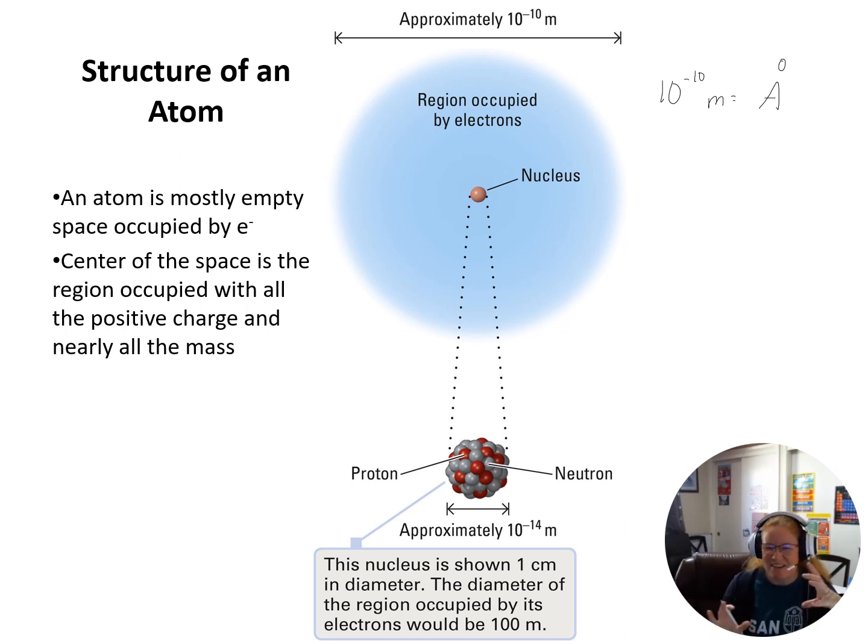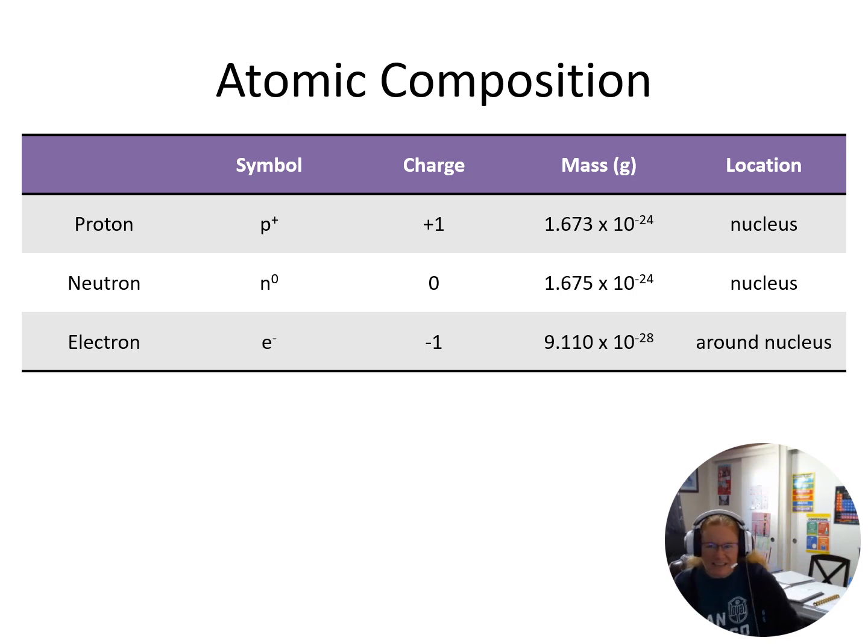So anyway, the center of the atom, that's where relatively all the mass is, and then most of the rest of it is empty space, and electrons are super tiny. Okay, and you can see, our protons and our neutrons have a mass of 10 to the negative 24th grams, but our electrons have a mass of 10 to the negative 28th grams, so 4 orders of magnitude smaller. So electrons are really tiny in comparison to our protons and our neutrons. And so that's why the deflections we saw were from the nucleus, where the protons and neutrons are.